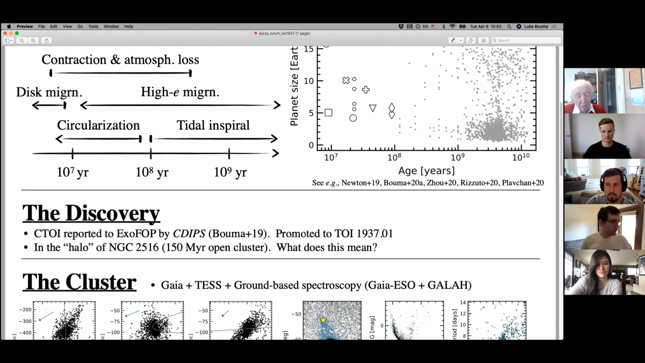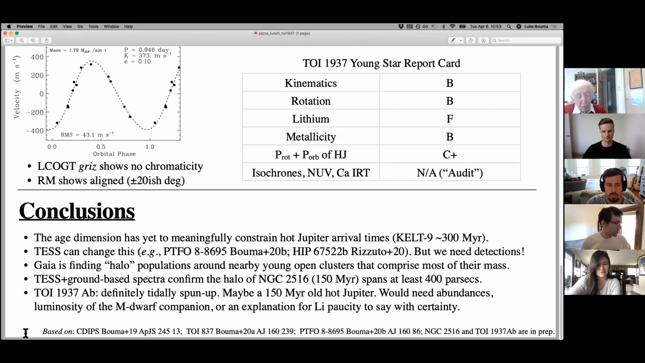So let me just make a few concluding remarks. One of the things I learned from looking into this study was that the age dimension, in my eyes, has yet to meaningfully constrain hot Jupiter arrival times, in the sense of: does the youngest hot Jupiter known right now tell us that it needed to form through disk migration versus a high eccentricity migration pathway? I do think, though, that TESS is observing enough young stars to be able to change this.